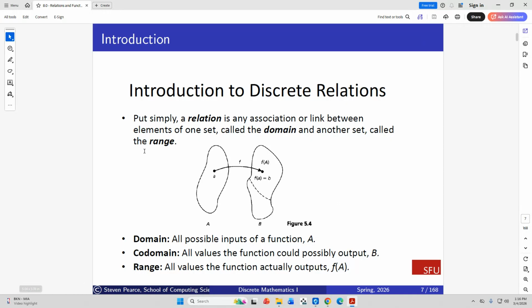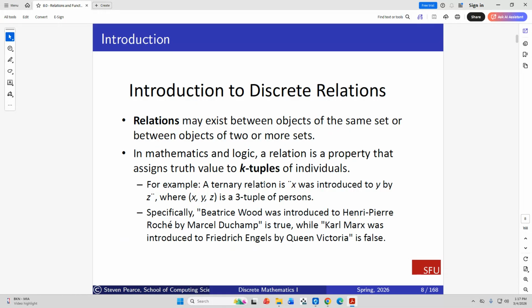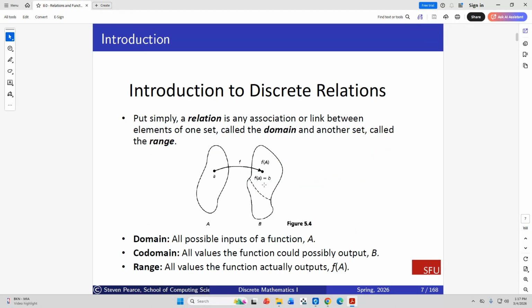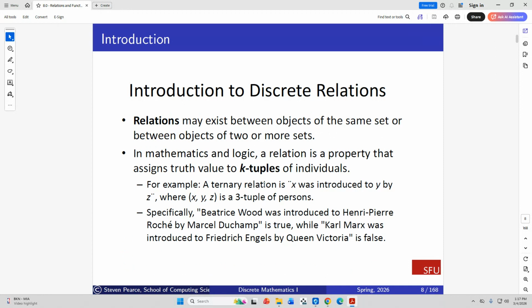So the domain is all possible inputs of the function A. Codomain is all values the function could possibly output. Okay, and the range is all values the function actually outputs. Okay, this is what it could output, the codomain, but it only outputs a subset, generally speaking, because not every function is a one-to-one function. Okay, so relations exist between objects of the same set or between objects of 2 or more sets. As we've seen back here, F of A and B, these are 2 sets, A and B separately.